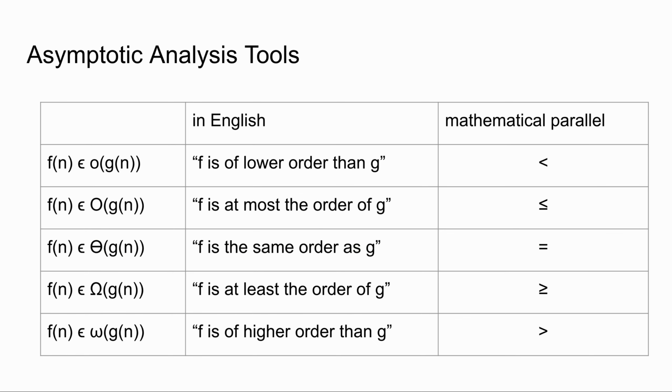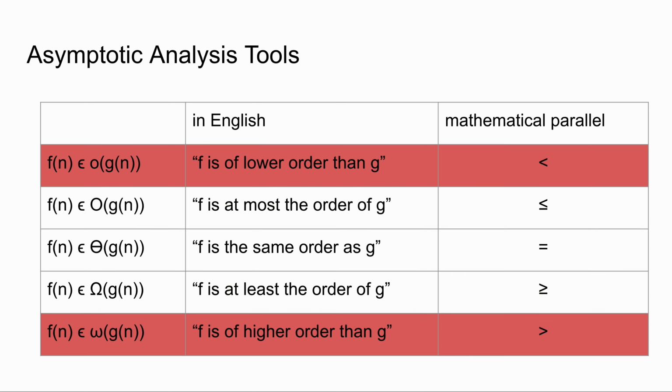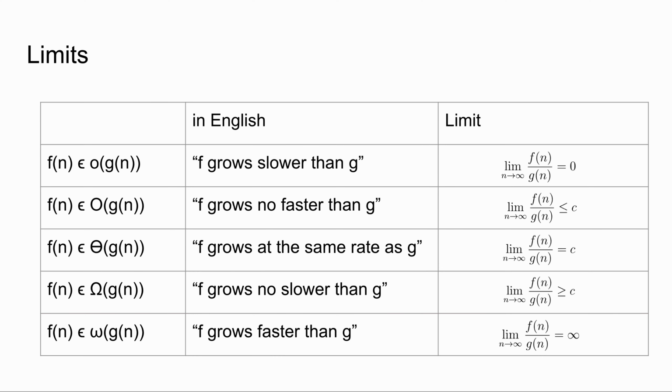Another thing I want you to notice that can be a good memory trick for remembering which symbol means what, is that all of the capital letters allow f to be the same order as g, whereas the lowercase letters do not. Something else I want to quickly touch upon is that if the previous table did not work for you, it might help to think of these symbols in terms of limits. We can think of these symbols in terms of the limit of the ratio between f of n and g of n as n goes to infinity.